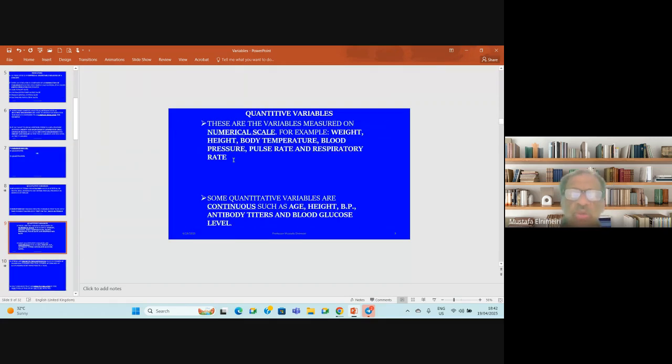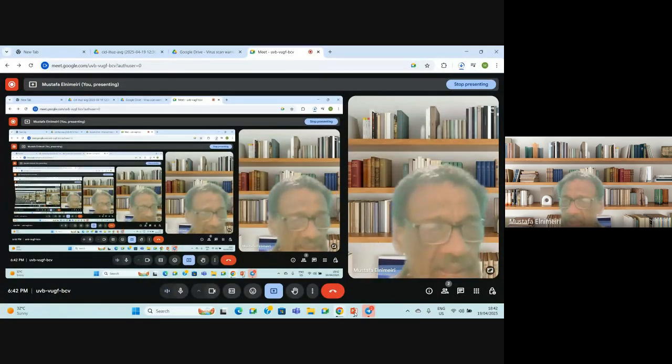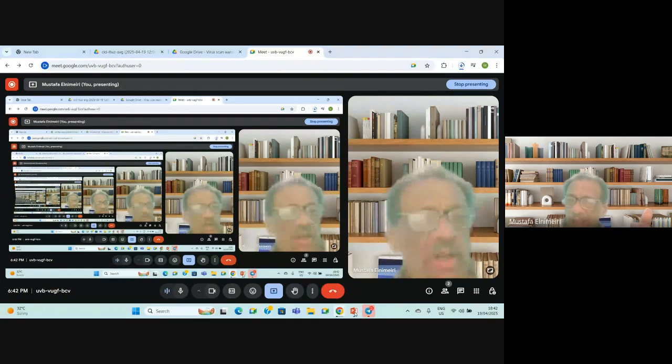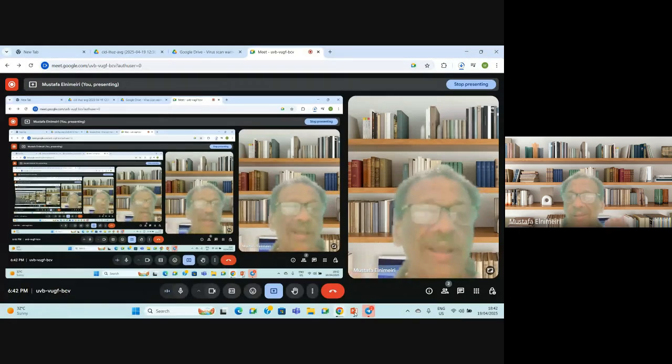And also we can talk about quantitative variables, and these are variables measured on a numerical scale. For example, weight, height, body temperature, blood pressure, pulse rate, respiratory rate, and others. So before starting data collection, we have to develop a list of study variables based on the specific objective.